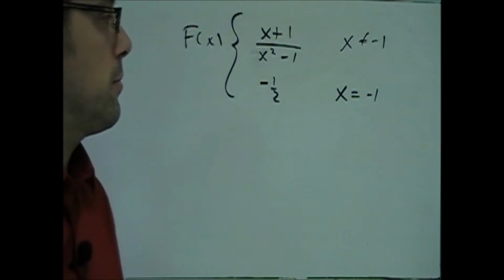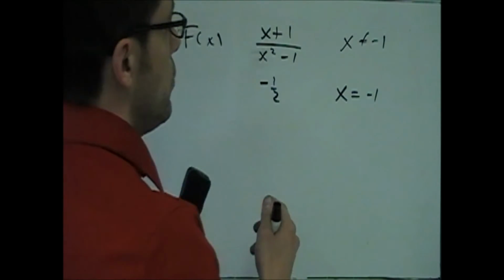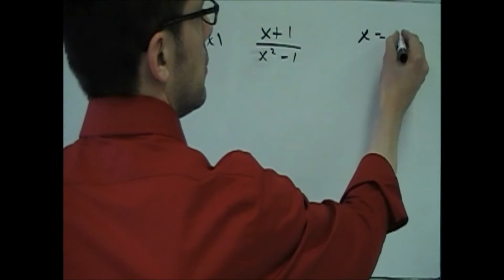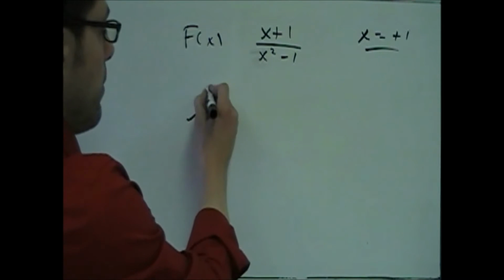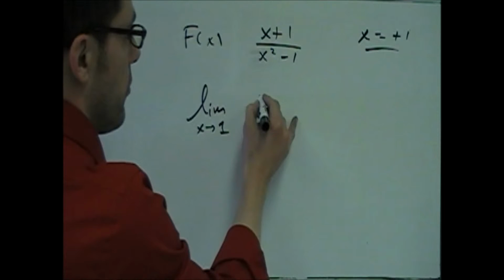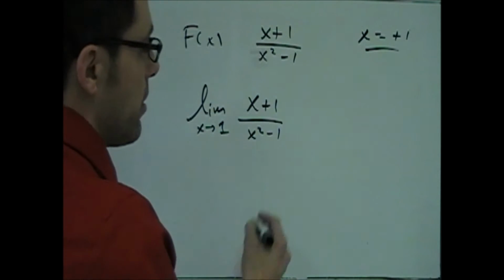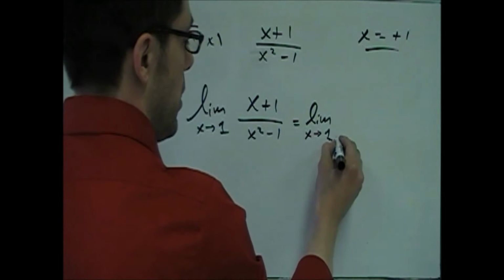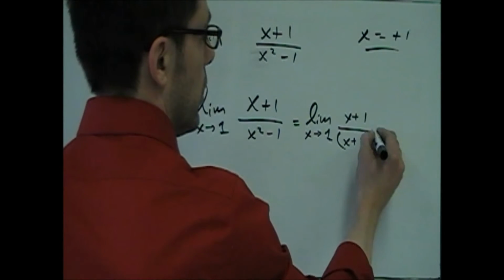Let's look at the other point. The other point that gave us trouble was the value x equal +1. That also is a trouble point. Let's look at what happens. So again, I'm going to take a limit. The limit as x approaches +1 of my function, x plus 1 over x squared minus 1. Again, I'm going to simplify, just like before, algebraically. Limit as x approaches 1 of x plus 1 over (x plus 1)(x minus 1).